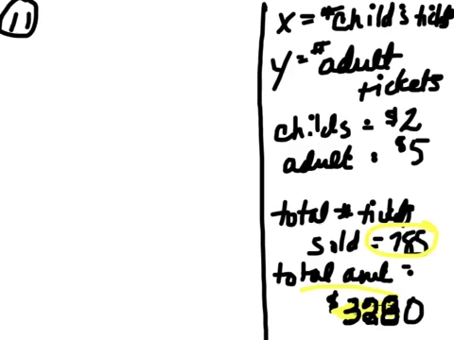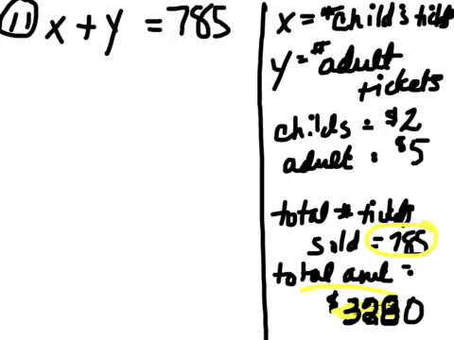How can I make equations out of this? Well, let's talk about the number of tickets sold. If X is the number of children's tickets sold and Y is the number of adult tickets sold, and I add them together, I should get that 785, because that's the total number of tickets I sold. So since we've labeled them with variables, we can write X plus Y equals 785. That one has to do with how many tickets they sold, right?